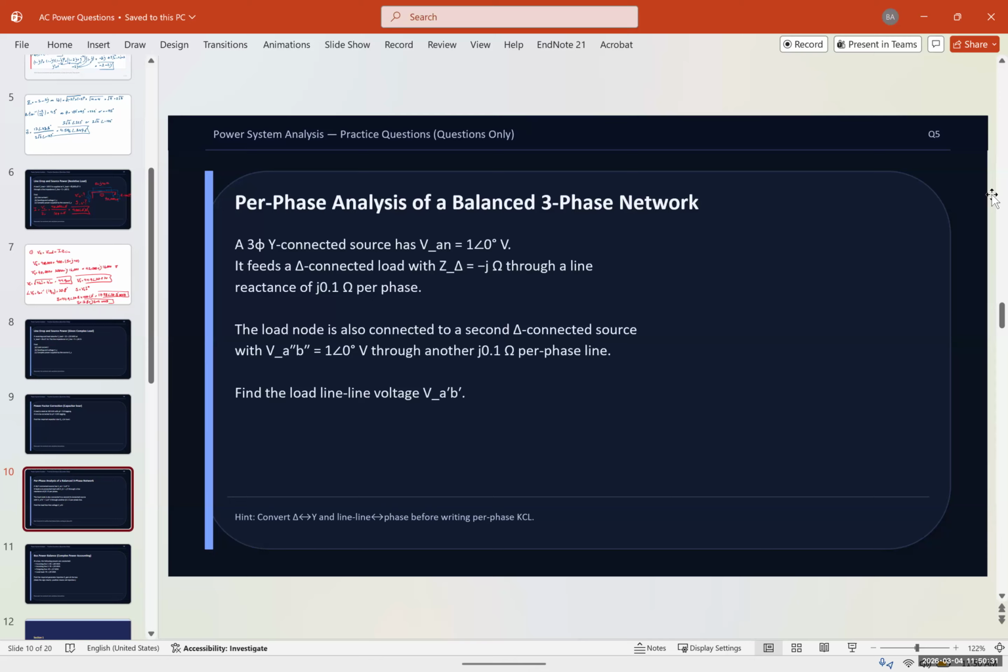And by the way, just a small hint, if you already remember this: Zy for a Y connection is going to be equal to Z delta divided by 3. So if you want to convert the delta impedance to Y impedance, this is the equation. And you have to convert everything to Y before you start.